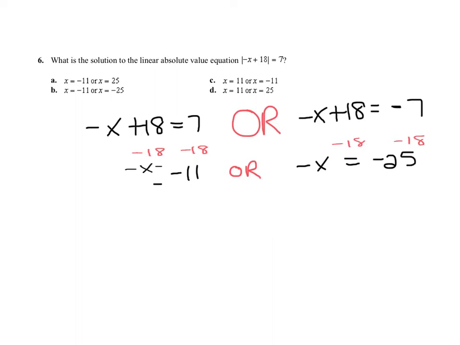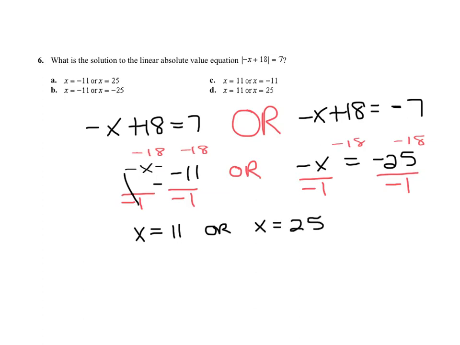But I'm not completely done. You can't have a negative sign in front of your x. So whenever we have a negative sign in front of our x, we could divide both sides by a negative 1, because that gets rid of the signs. Or you can think about just changing all the signs. So this would cancel, and that leaves me with x equals 11, or x equals 25. So when I go and I look up at all my numbers up here, I need 11 and a 25. So right here at D, x equals 11 or 25 would be my answer.